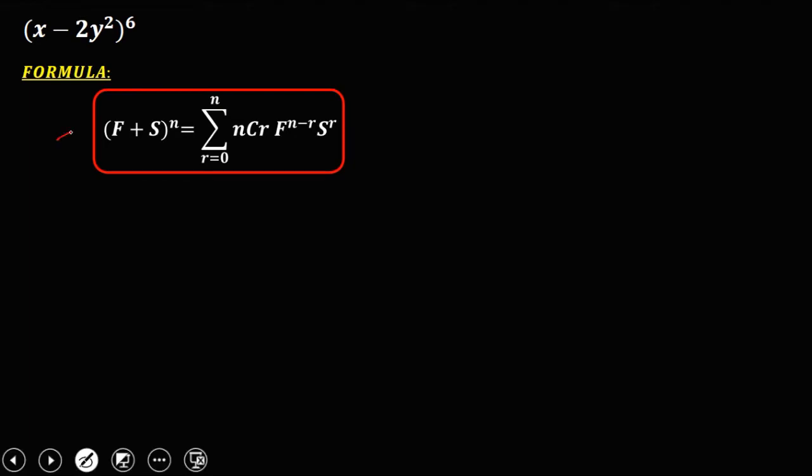From the given, f, the first term, is equal to x, and s is the second term, so just ignore the sign. That's 2y squared, and n is the exponent, that's 6. Then from this formula, r starts from 0, so for the first term, r equals 0. Now substitute all the values into this formula.